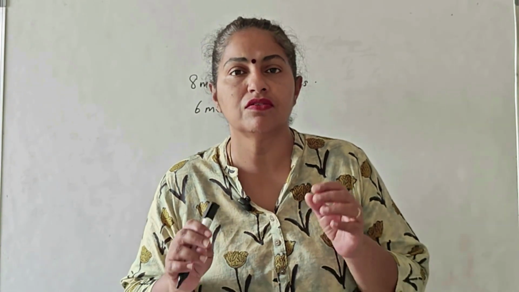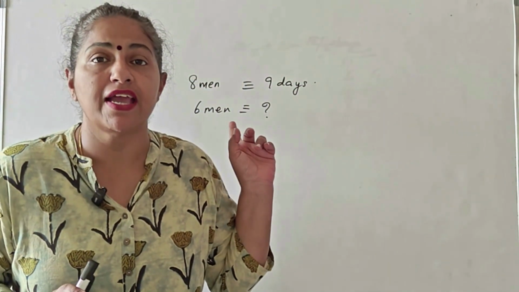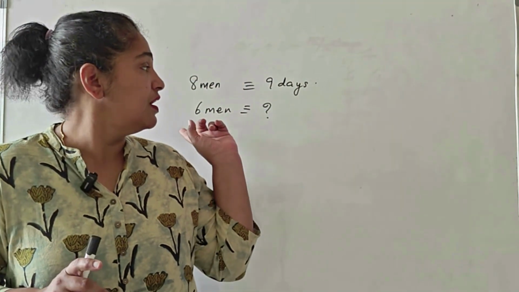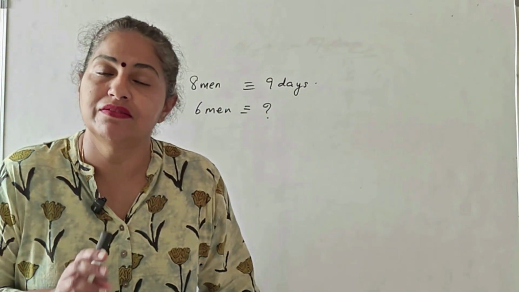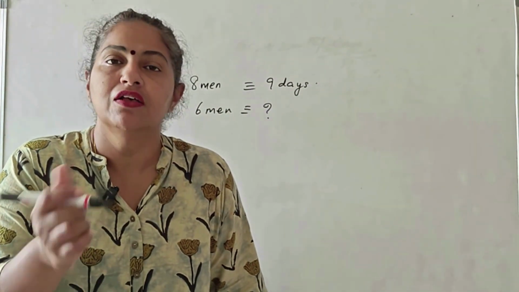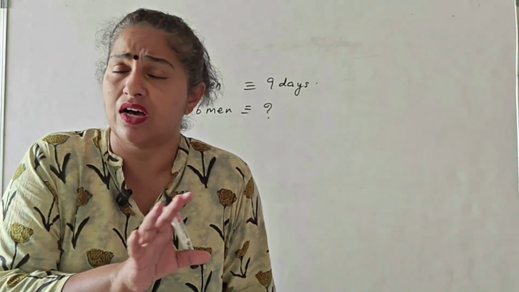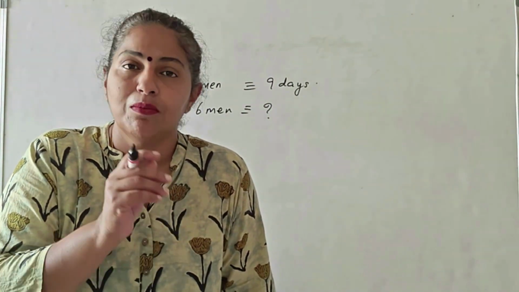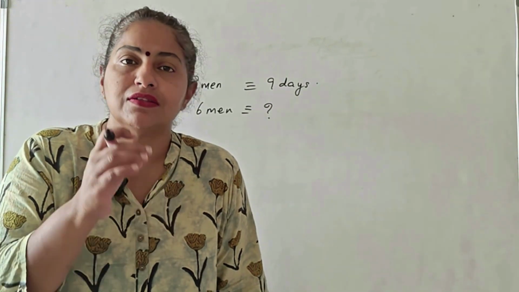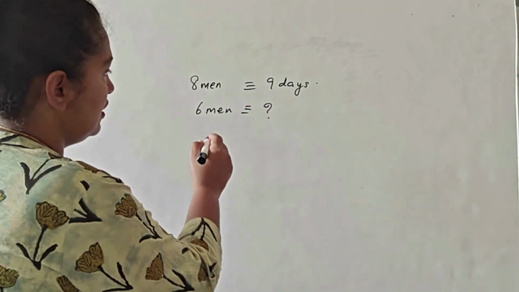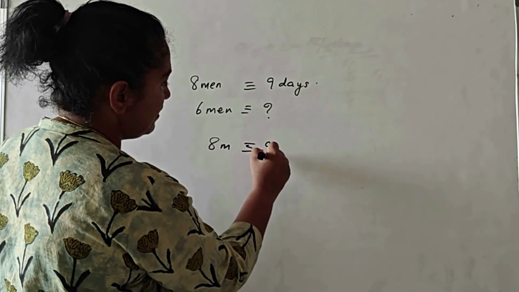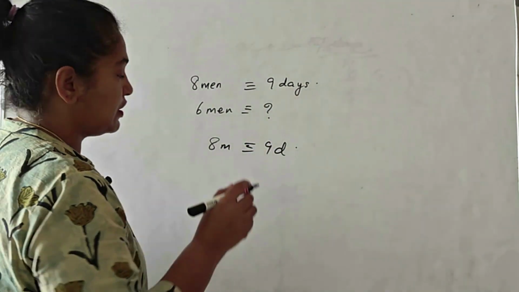Now we move on to a different kind of sum in time and work. So basically the approach is the same, but the framing of the question is slightly different. 8 men can do a piece of work in 9 days. How many days will 6 men take to do the same work? Okay, so I will show you 2 approaches in which you can do this sum. I wouldn't say these approaches are very different, but one is based on the method that we have been following so far. 8 men take 9 days to finish the work.